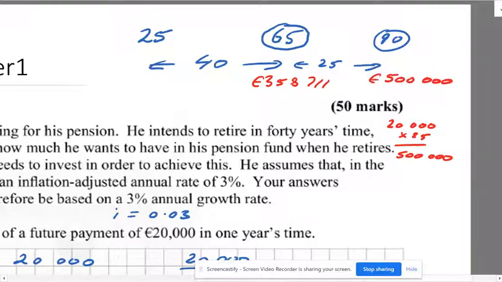So you can see the power of compound interest here. By having 358,000 roughly in his account when he's 65, that gives him the power to draw out over 25 years 500,000 because of the interest added on during those 25 years.